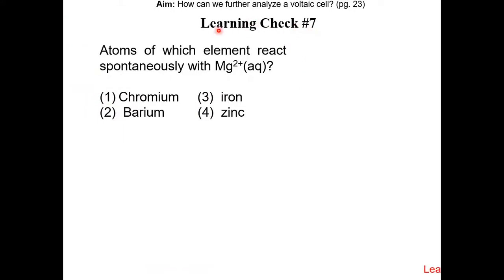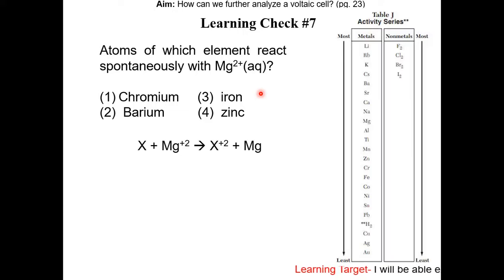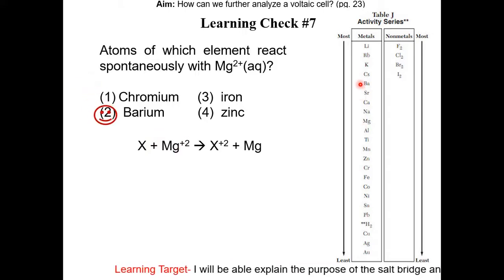Learning check number 7. Atoms of which element react spontaneously with magnesium positive 2? Pause the video, resume when completed. So you have to use Table J on your reference table. When this element reacts with magnesium positive 2, it is oxidized. Therefore, this element must be more active than magnesium on Table J. So the answer is choice 2 because barium is more active than magnesium on Table J.